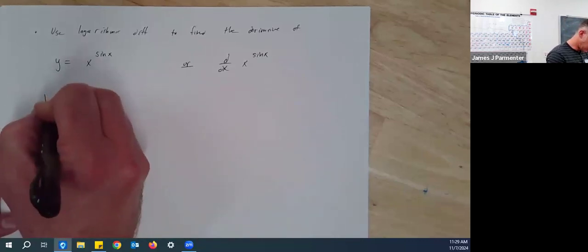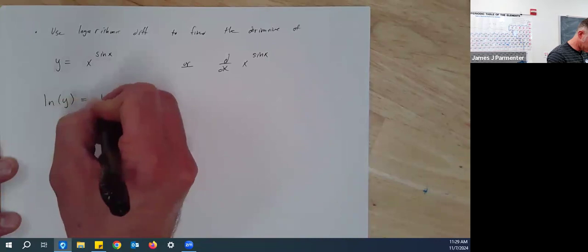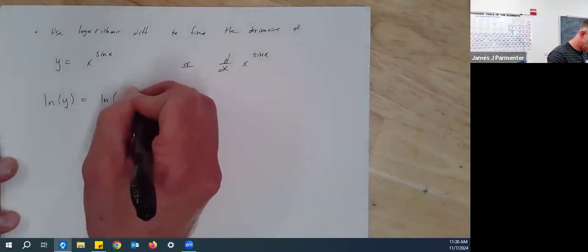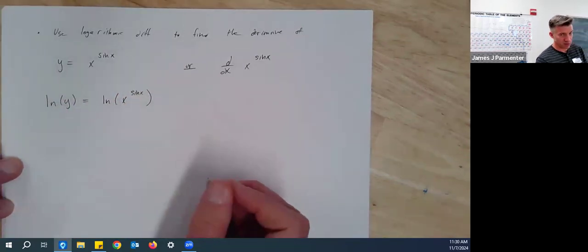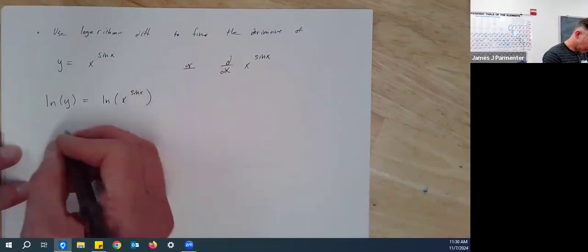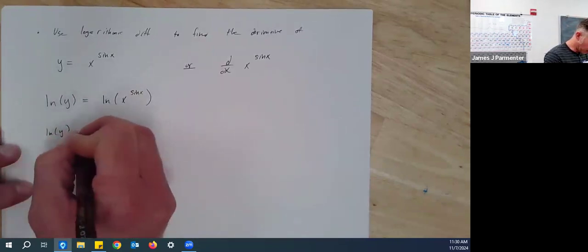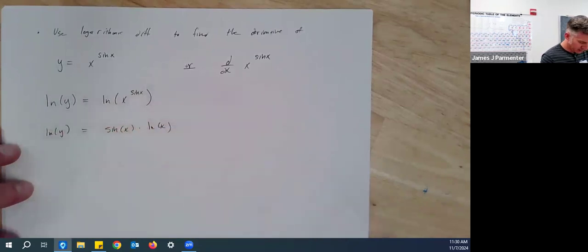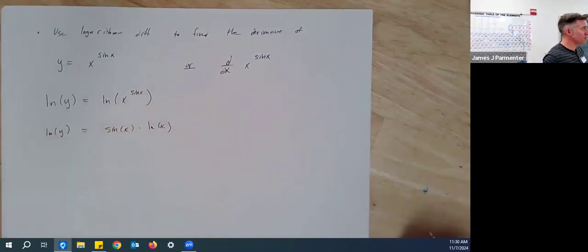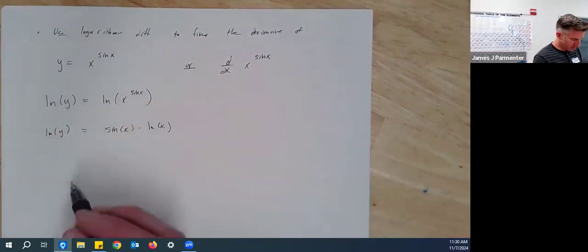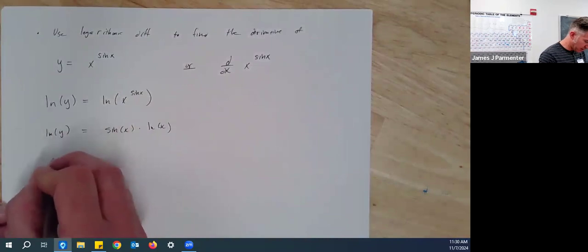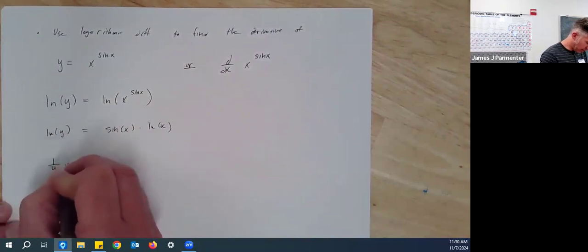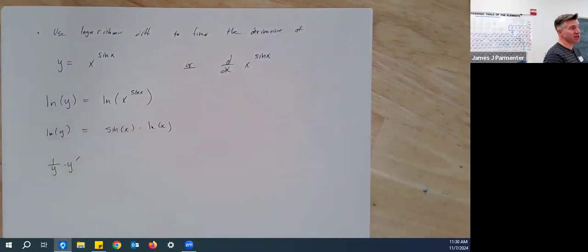So now we're taking the natural log of both sides. Natural log of y equals the natural log of x to the sine of x. The reason we did that was so that we can bring down the sine, because the natural log of y equals sine of x times the natural log of x. And then we're going to differentiate both sides. Just like on the previous page, the left-hand side, you're always going to get 1 over y times y prime. The right-hand side, you're always going to have to use the product rule.